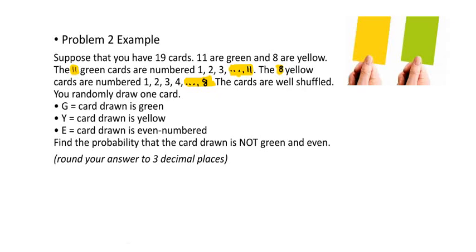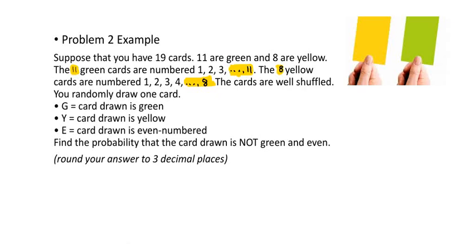In this example, we are to suppose that we have 19 cards, 11 of them are green, and 8 are yellow. The 11 green cards are numbered 1, 2, 3, all the way through 11, and the 8 yellow cards are numbered 1, 2, 3 through 8. The cards are well shuffled and you randomly draw one card.